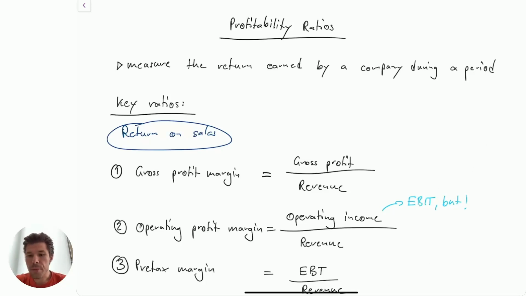What are profitability ratios? First, profitability ratios measure the return earned by a company during a period. You will see most of the ratios, especially for the first part, return on sales ratios, mainly come from the income statement. That's why we talk about the return, the profitability of a company during a period.